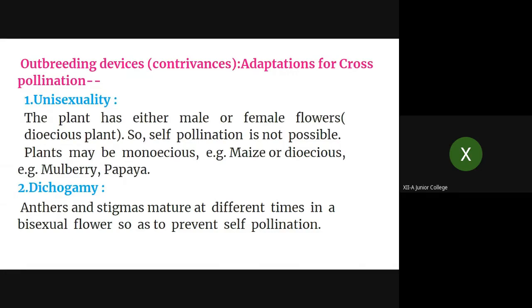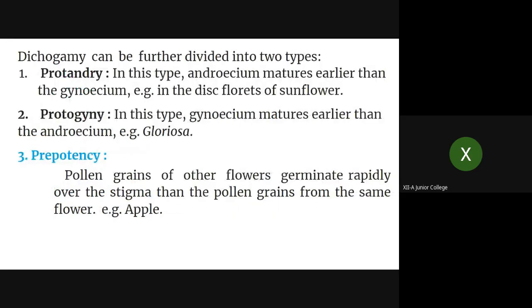Now the next is what? Dichogamy. Di is two. In this case, anthers, that means pollen grains, and stigma, that is part of the female reproductive part, mature at two different times. Though the flower is bisexual, the maturation time of male, that is androecium, and the maturation period of the gynoecium is different. So that is what is called dichogamy. So it prevents self-pollination. Only cross-pollination can take place.